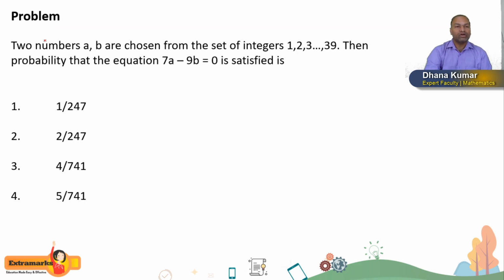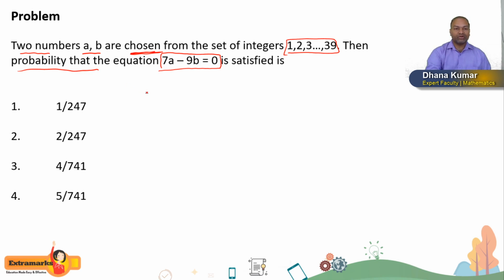Now let us come to one more question. See here, two numbers a, b are chosen. Chosen means selection, and selection means apply combination, from the set of integers 1 to 39. Here, how many integers are there in total? 39 integers. Then find the probability that the equation 7a minus 9b equals 0 is satisfied. Question understood? Here 4 options are given anyhow.